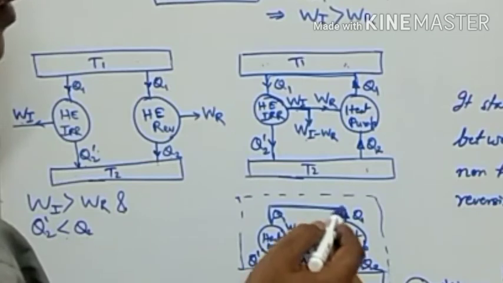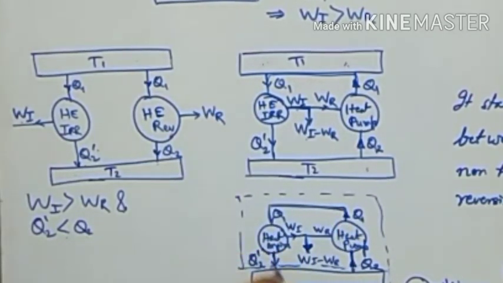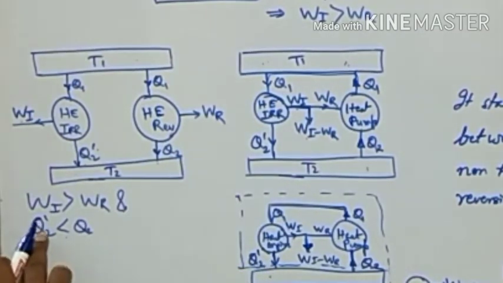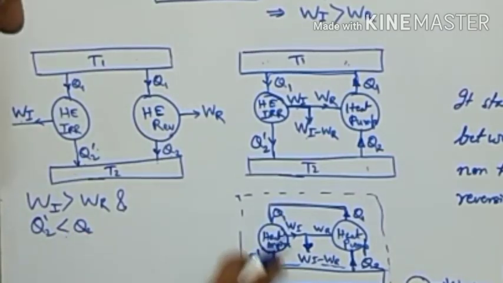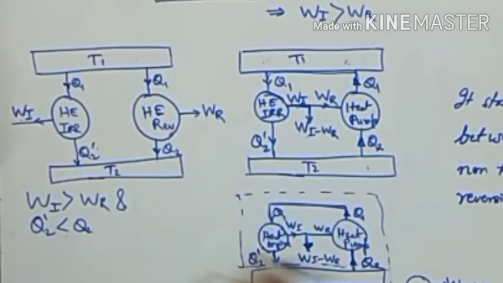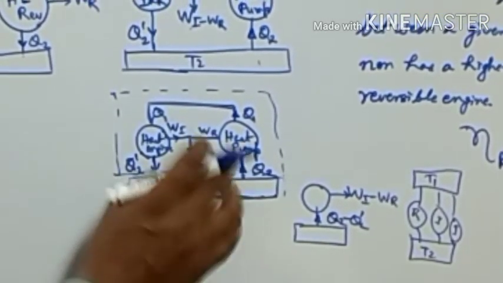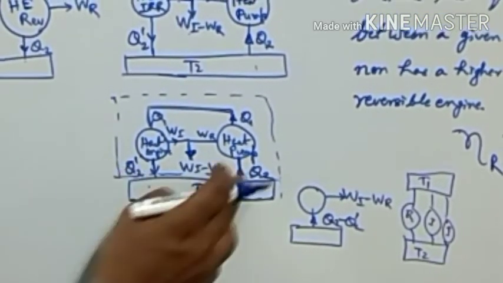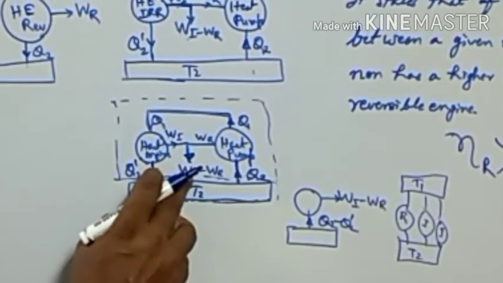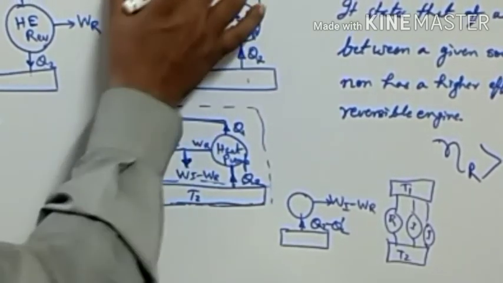The heat pump is rejecting the heat and that is supplied to this irreversible engine. And this irreversible engine is rejecting Q2 dash amount of heat, which is lower than Q2. So here heat entering is low and heat going out is higher in this particular combined system. That means the net amount of heat going out of this sink is Q2 minus Q2 dash, and you are getting the work output as WI minus WR without connecting with the other reservoir.